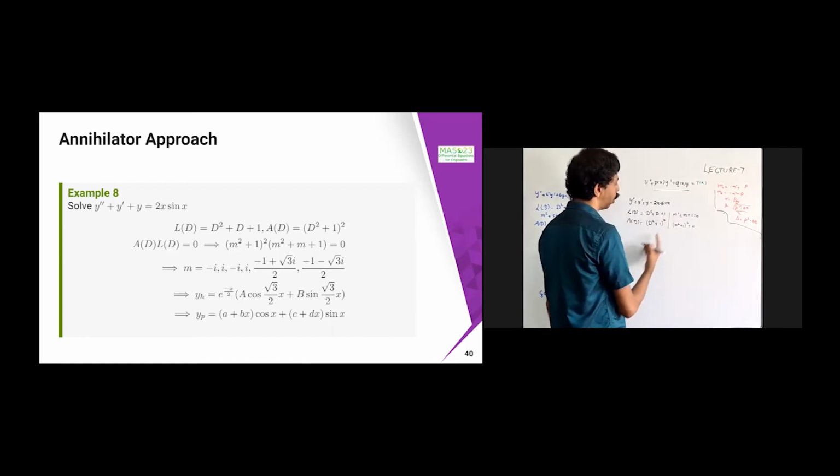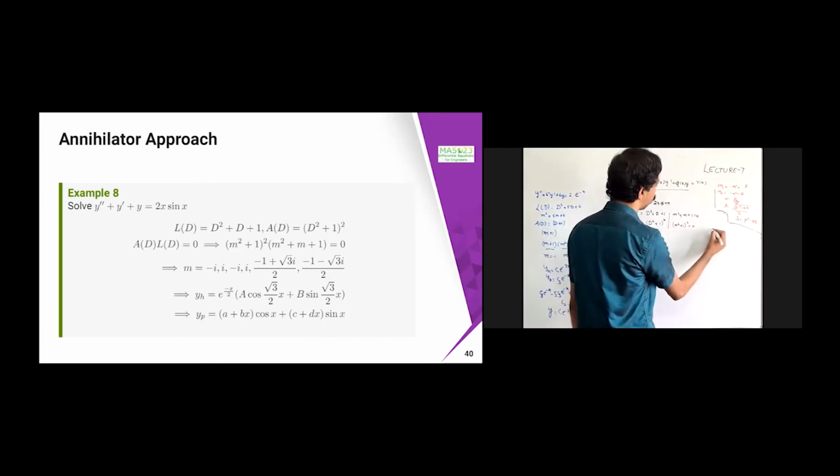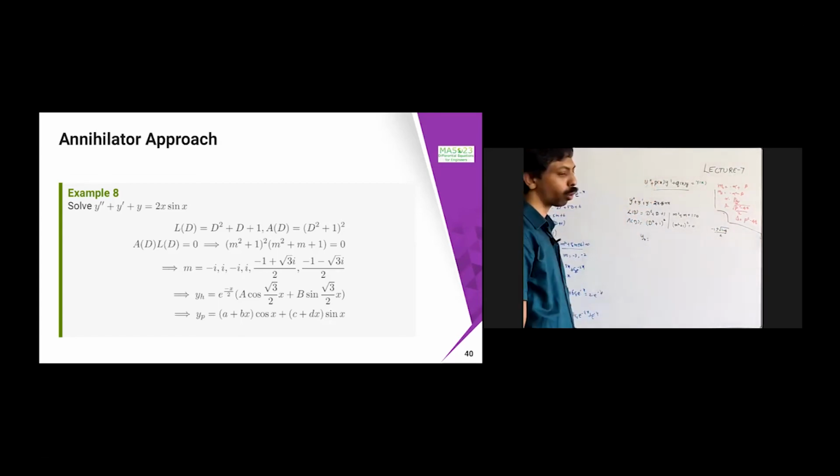Therefore, what I am going to have from this first one, yh, is: for yh I have to find the root. So that is going to become minus 1 plus or minus square root of 1 minus 4, divided by 2. Therefore you are going to have minus 1 plus or minus 1 by 2 plus or minus root 3 i by 2.